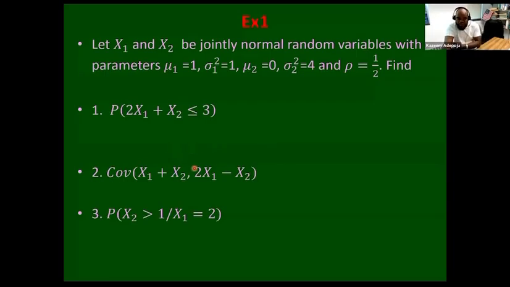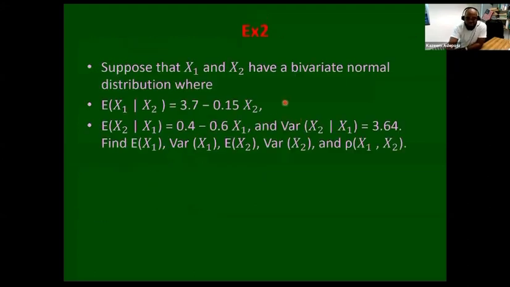Okay, so I've done all of that now. Now you can try this out yourself. Suppose that x1 and x2 have a bivariate normal distribution, where you're given the conditional mean of x1 given x2 to be that, and the expected value of x2 given x1 to be that. So can you find what all of this is? They can be found.